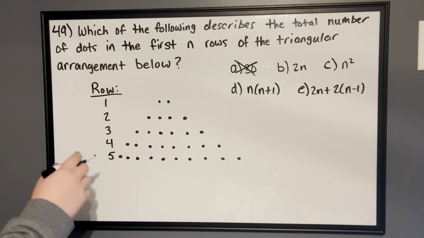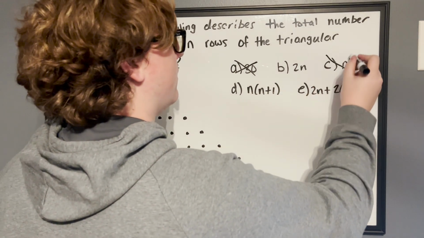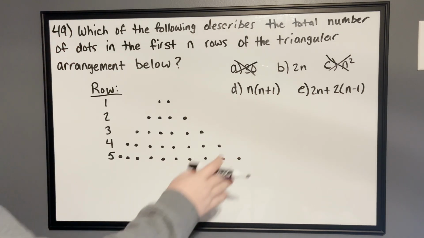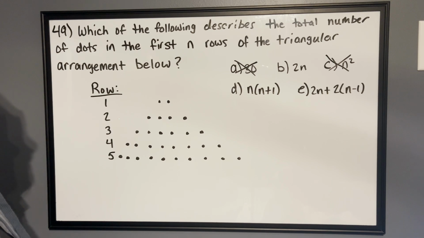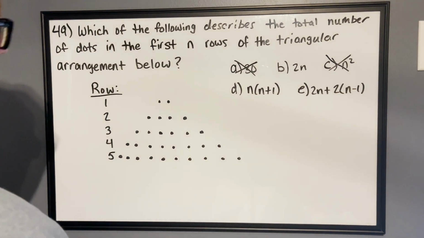For C, we have n squared. Well, 1 squared is 1, and we have 2 dots here. So C is already wrong. For D, we have 1 times n plus 1, which is 2. So 1 times 2 is 2, so we're good here. And then for E, we have 2 times 1 is 2, plus 2 times n minus 1, that's going to be 0. So 2 plus 0 is 2. E is good for now.